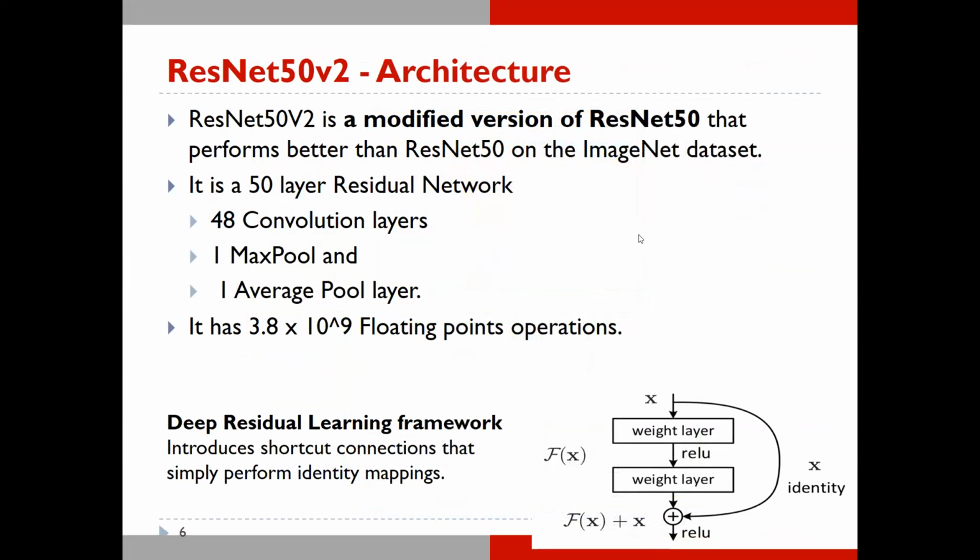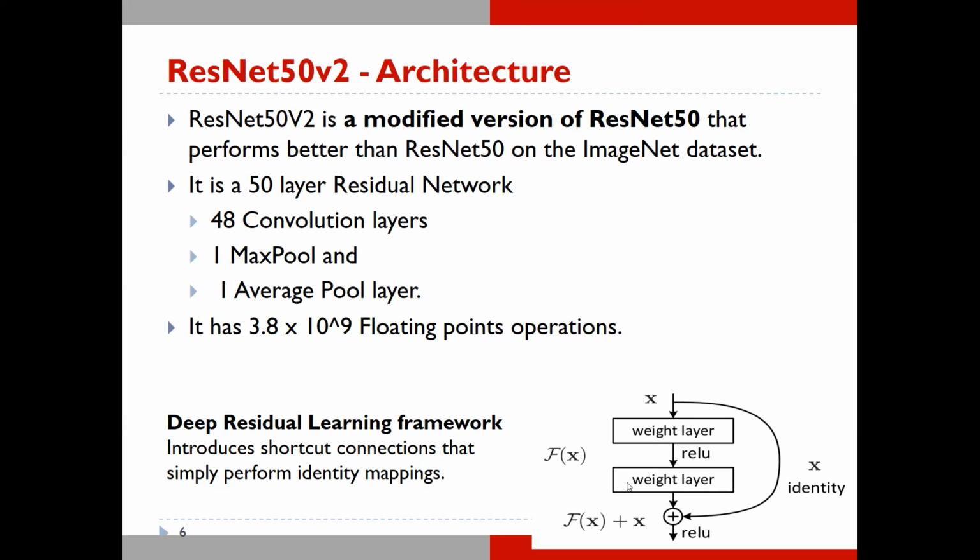We have used the ResNet 50 V2 architecture to design our model. ResNet 50 V2 is a modified version of ResNet 50, and it consists of 50 layers in total. In the 50 layers, we have 48 convolutional layers, 1 max pool layer, and 1 average pool layer. Totally, it has 3.8 times 10 to the power of 9 floating point operations. So this is the deep residual framework. It introduces shortcut connections that simply perform identity mappings. Here X is the input of the first few layers.